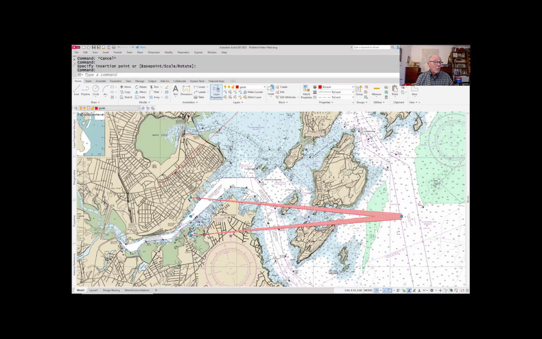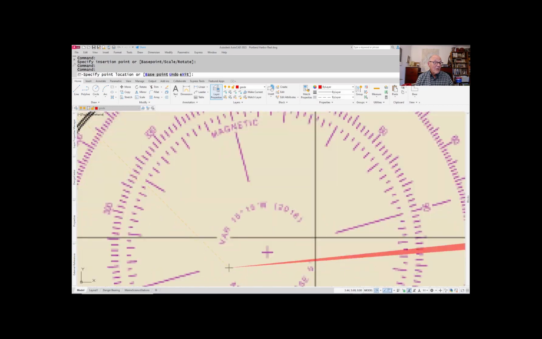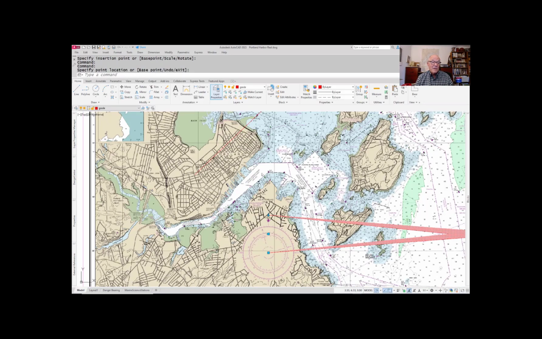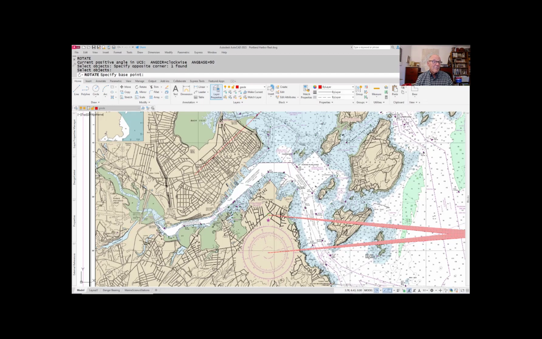I'm going to take one of them and put it right on the center of the compass rose, right here, because I want to draw a line that goes through that. Now what I need to do is rotate this. I'm going to rotate it so that it lines up about, hang on, rotate it right there.